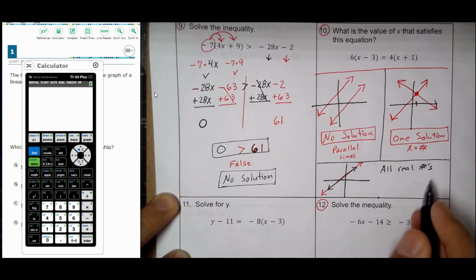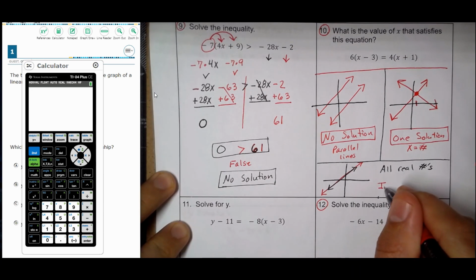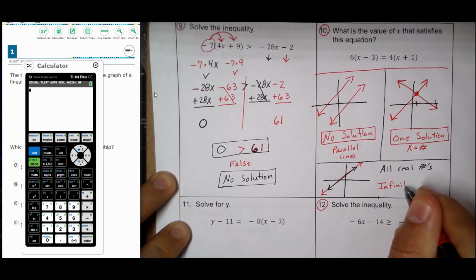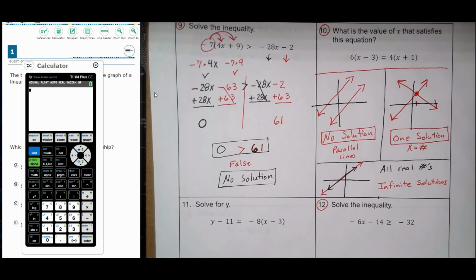Notice I'm putting the number sign instead of the word. It's just shorter to write. But we also call that infinite solutions. So in Algebra 2, we normally call it infinite solutions. In Algebra 1, they're going to call it all real numbers. Even on the STAR test, I've never seen the words infinite solutions. They'll usually say all real numbers.